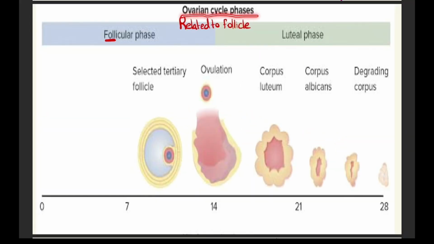Next, there are ovarian cycle phases. Ovarian cycle phases are related to follicle. First, we have follicular phase, then we have luteal phase. We will overview this and we will discuss in detail in the next chapter.